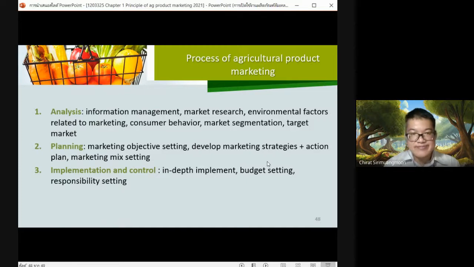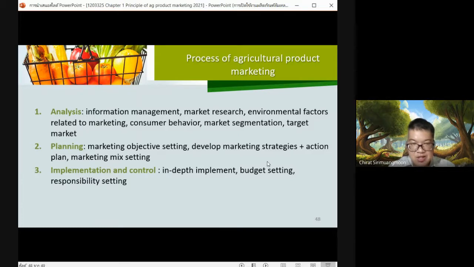Then last one, the process of agricultural products marketing. These three topics are the things that I'm going to teach you later on. First one, analyzing. So you need to understand the information management, how to do market research. What are the factors of environment that are going to link to the marketing? The consumer behaviors, just in brief, the market segmentation and how to target market.